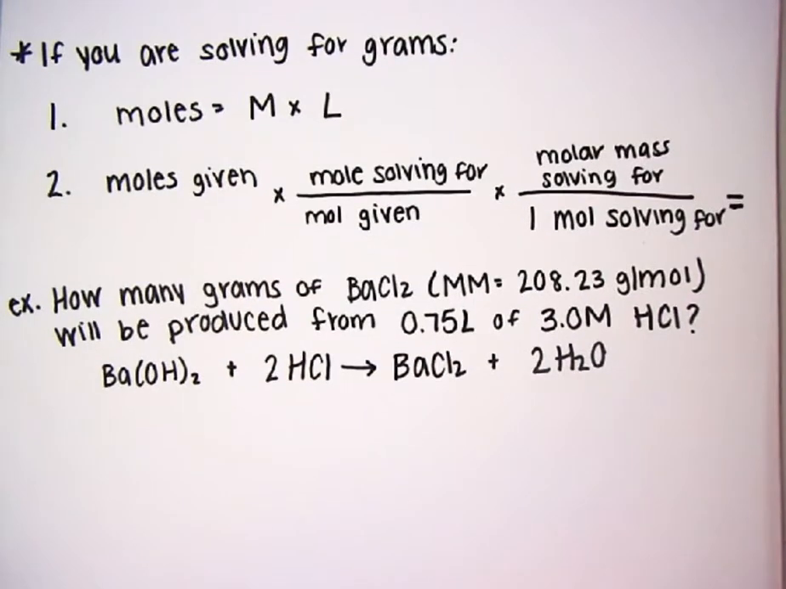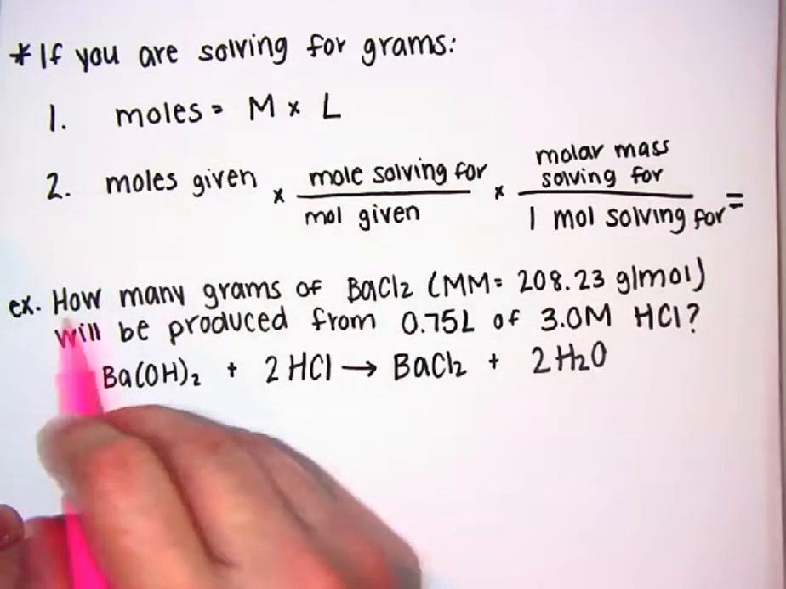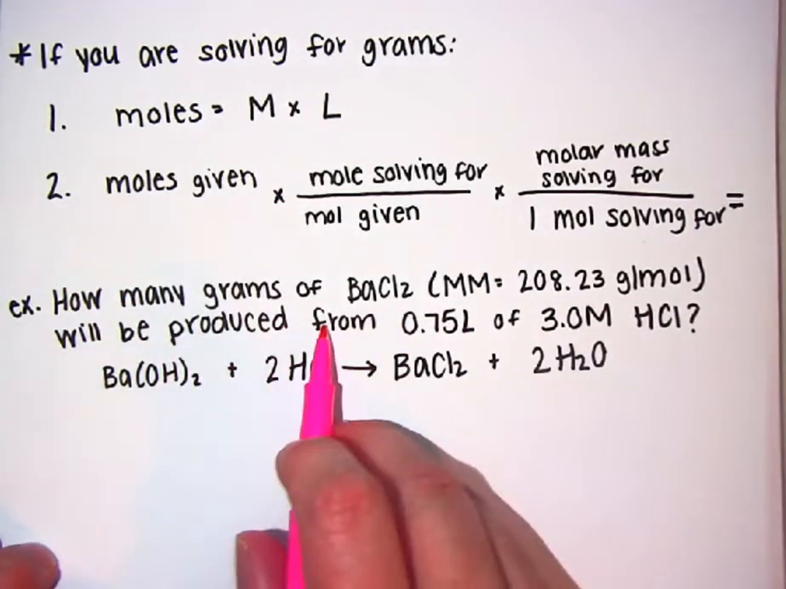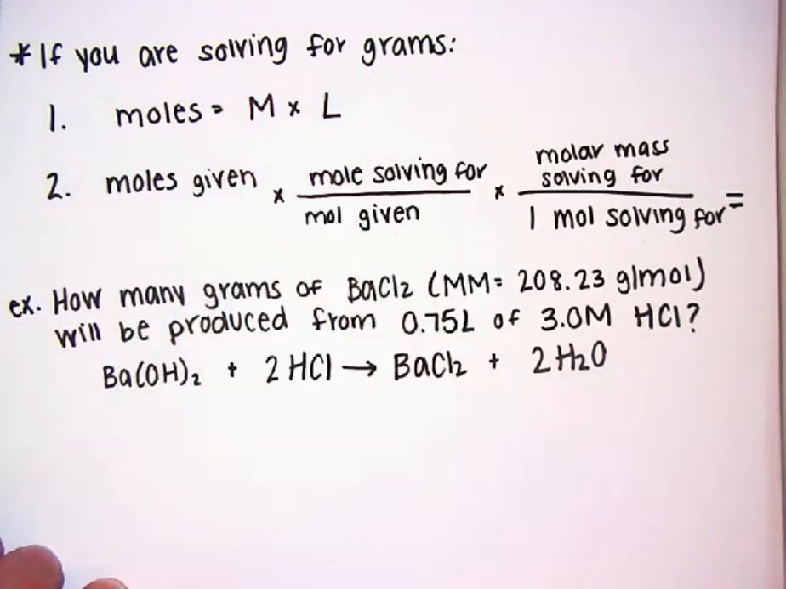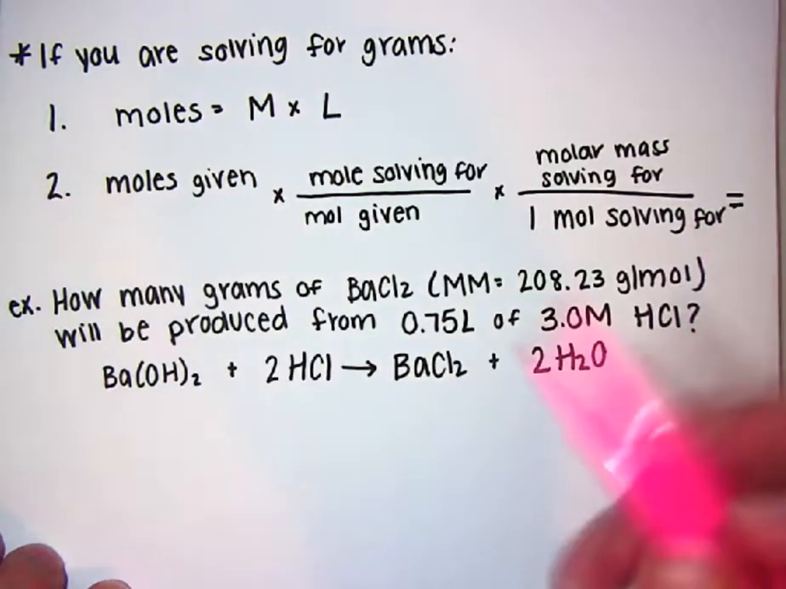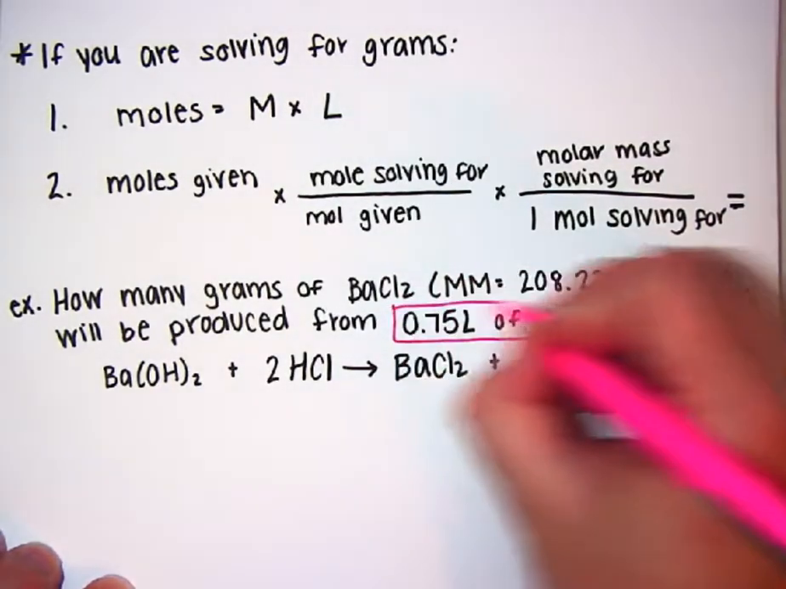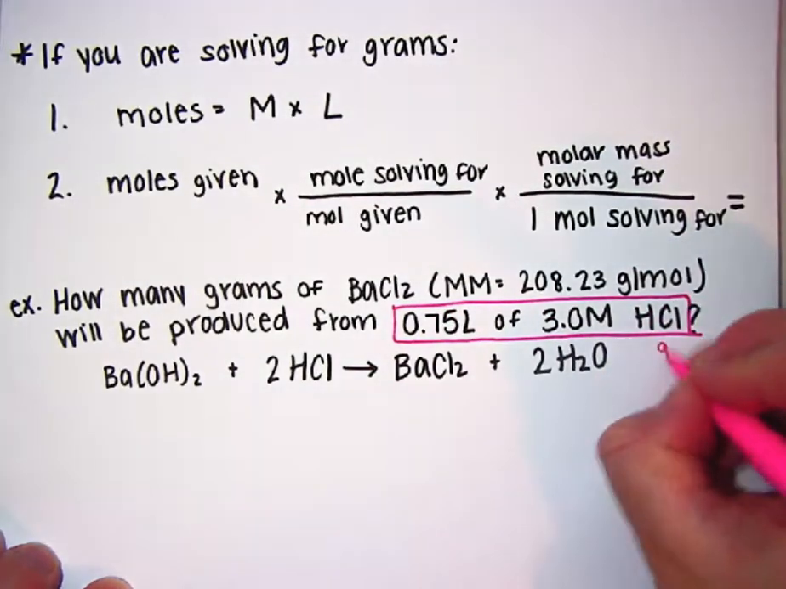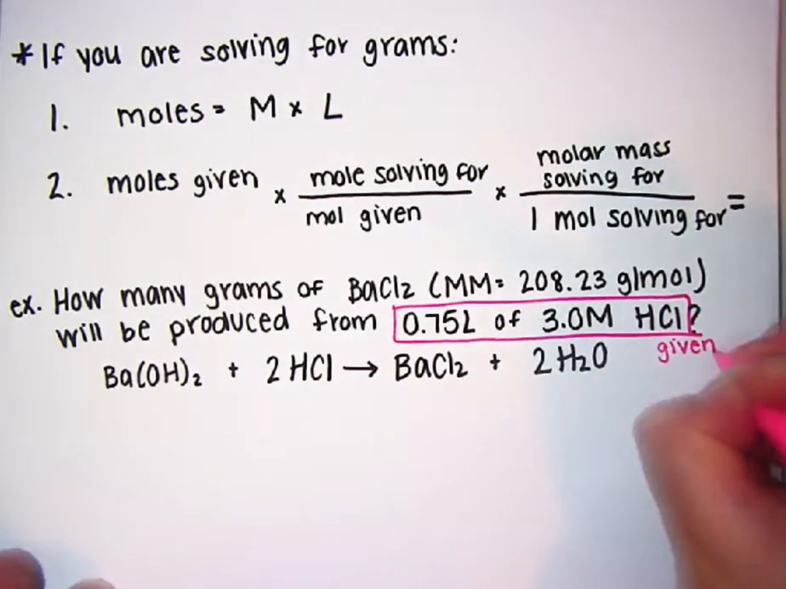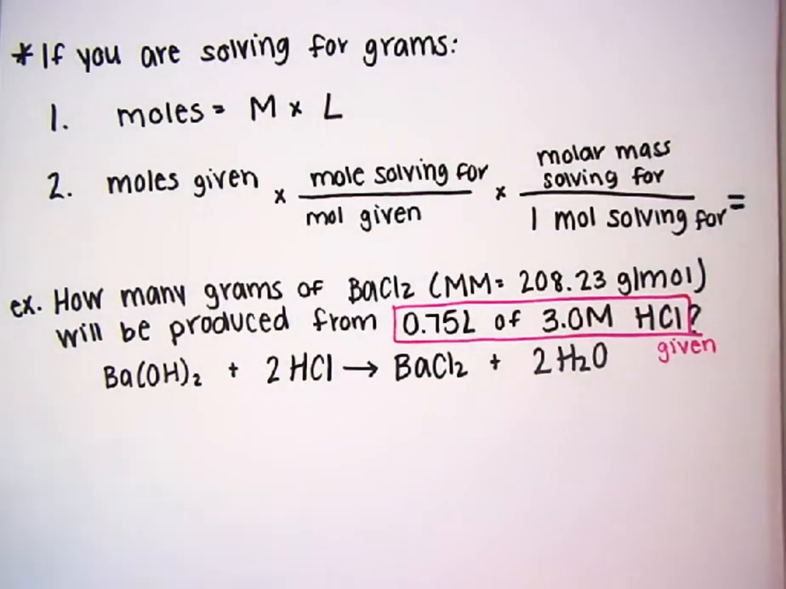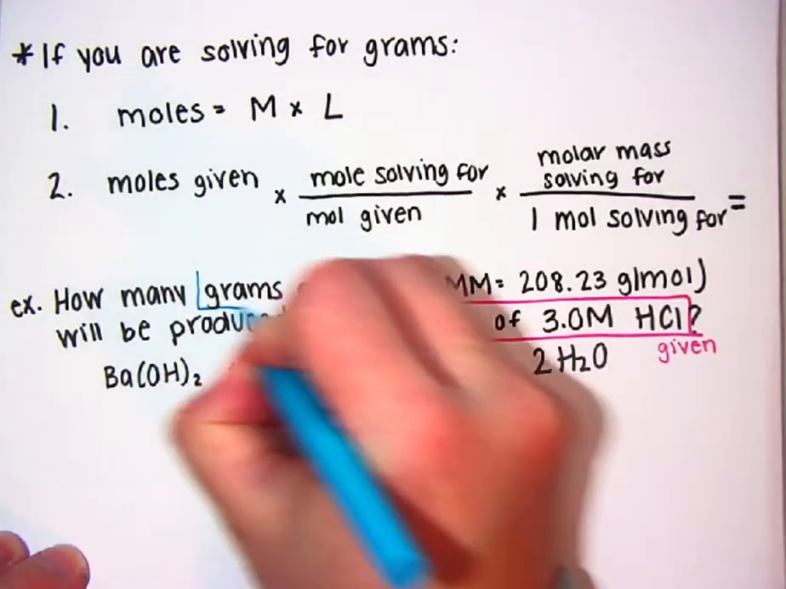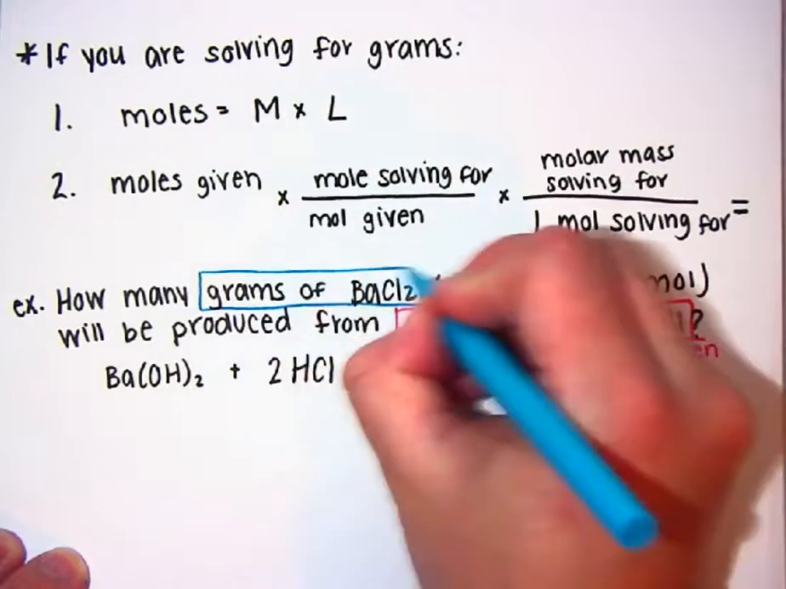All right, so first thing that we want to do is look at this and figure out which roadmap we are going to use. I want to know how many grams of barium chloride will be produced. We are solving for how many grams. This is what we are given. We are given 0.75 liters of 3 molar hydrochloric acid. We are solving for grams of barium chloride.